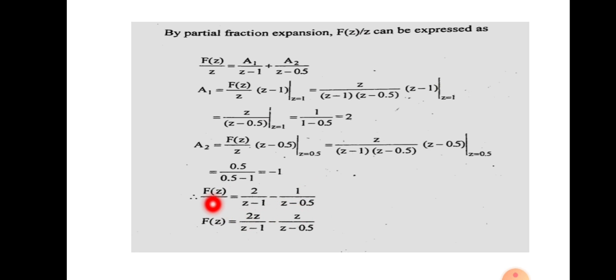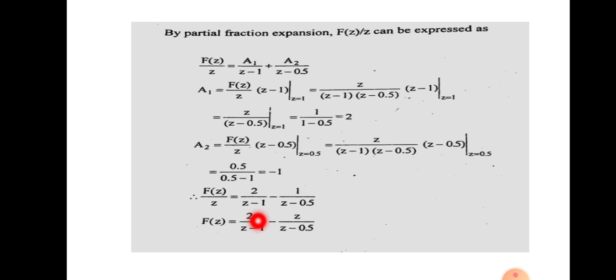Next you can rearrange it in the form f of z equal to, z can be taken to the right side. So this is the form. You can see that this is familiar to you. So f of k, that is the inverse Z transform, can be found from f of z by using the Z transform pairs. Here you can see that 2 is a constant. Keeping 2 there, you can find z by z minus 1. You are familiar with z by z minus 1. What is the inverse Z transform of this pair?